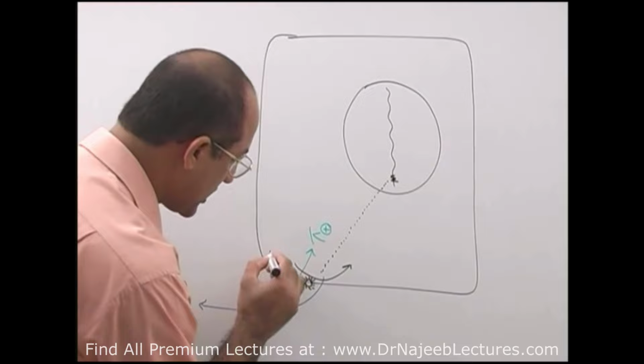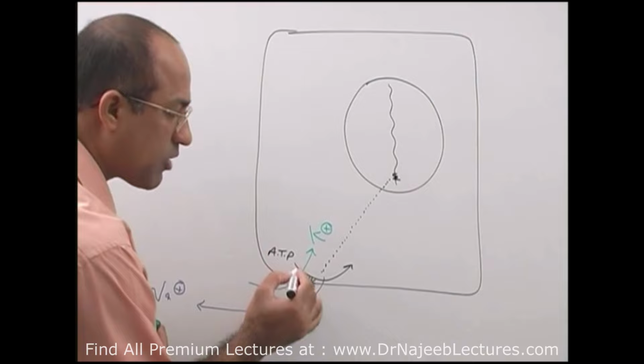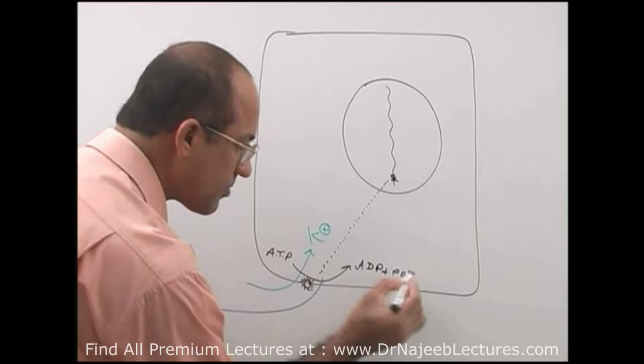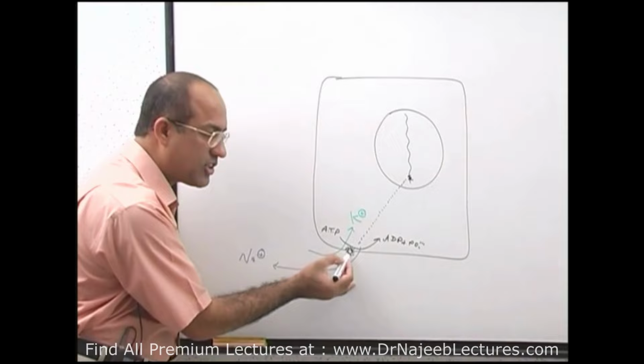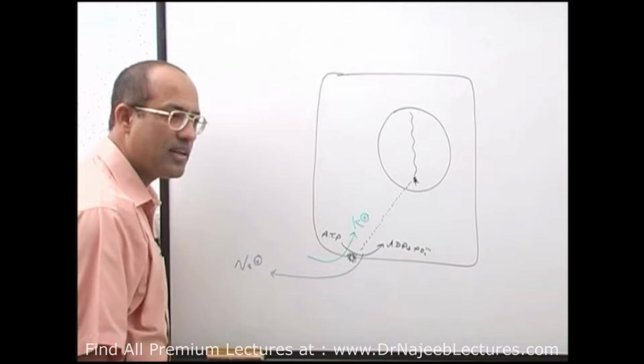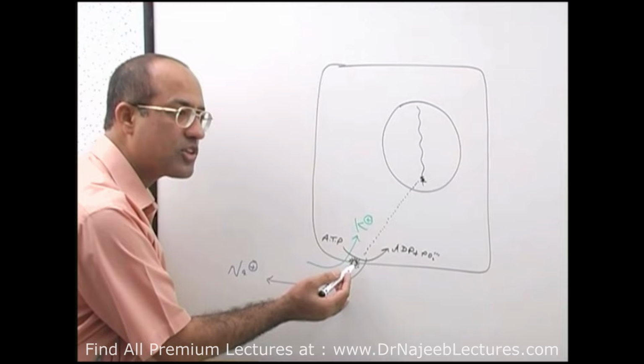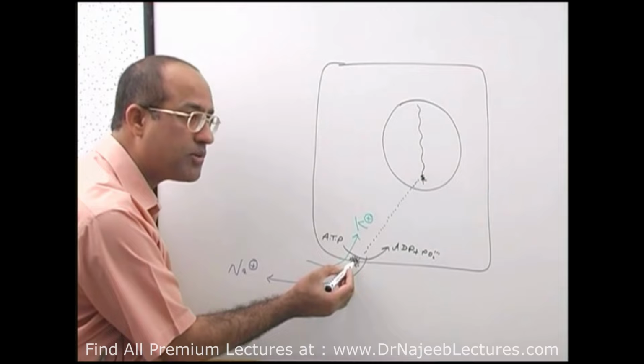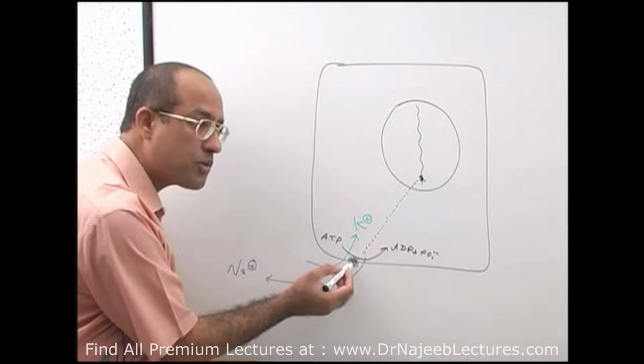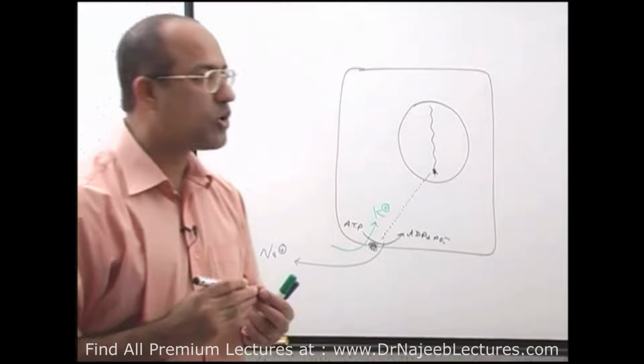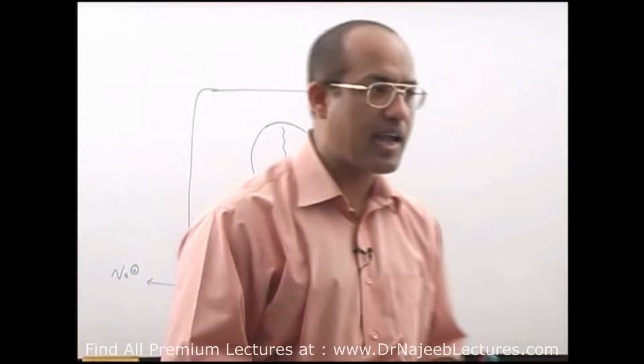Whenever it is working, it will use one molecule of ATP and break it down into ADP plus phosphate. And when the terminal phosphate is broken, it gets energy. And with that energy, it will pump the sodium out and potassium in. Because this protein has a special component which can utilize and break down the ATP, this protein is also called sodium potassium ATPase. Sodium potassium ATPase.